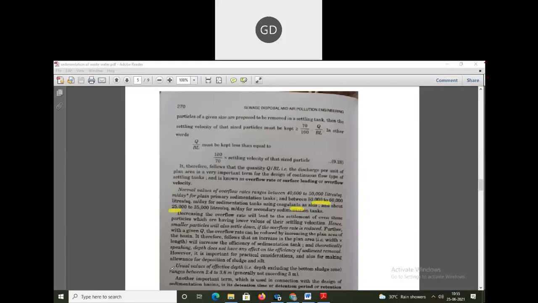Next, you have to remember the effective depth. The effective depth is not including the sludge zone. It is excluding the sludge zone. The depth ranges from 2.4 to 3.6 meter. Generally it doesn't exceed 3 meter, but the range is 2.4 to 3.6 meter. So that is one value.